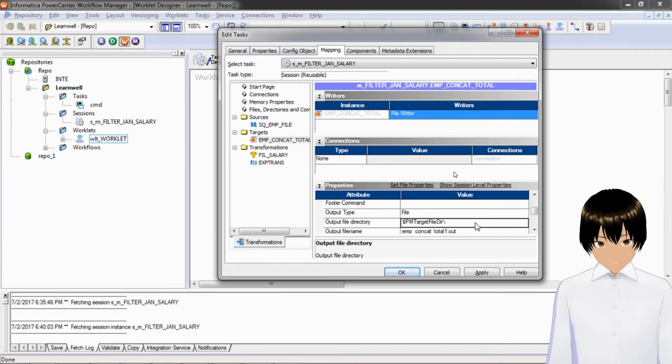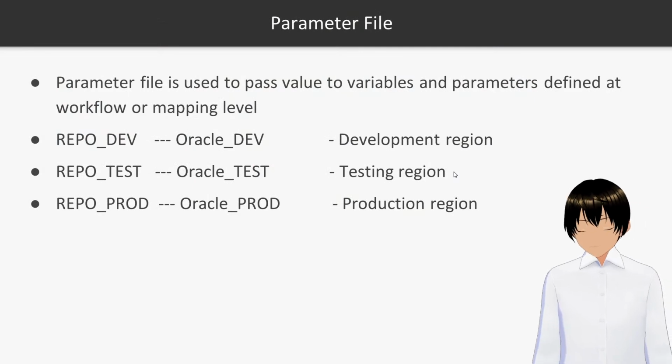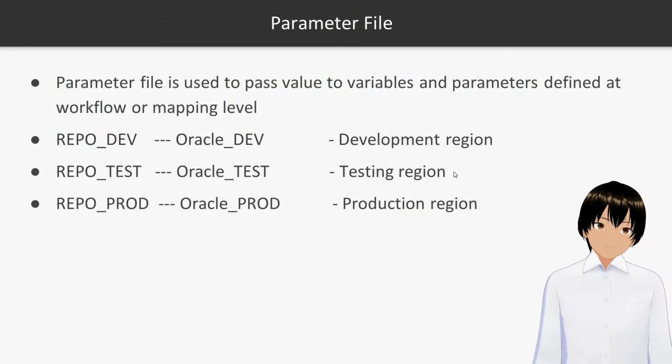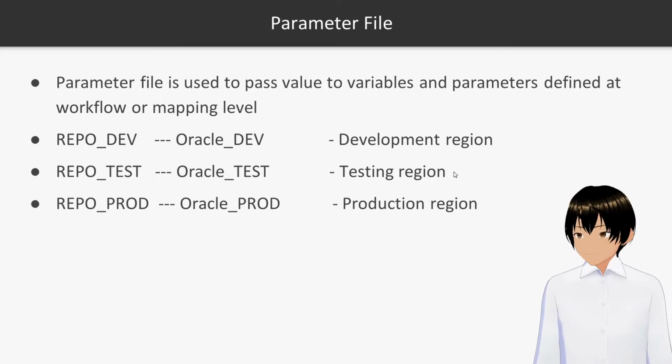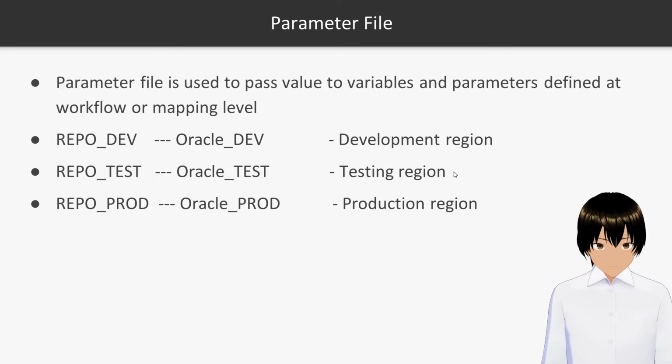Let's take an example for understanding the parameter file. You're aware that Informatica will have 3 different repositories to cater to the need of 3 regions. Let's say we have 3 repositories: repo dev, repo test, and repo prod, serving the development, testing, and production regions respectively. Corresponding to the 3 regions, we have 3 Oracle databases: Oracle dev, Oracle test, and Oracle prod respectively.